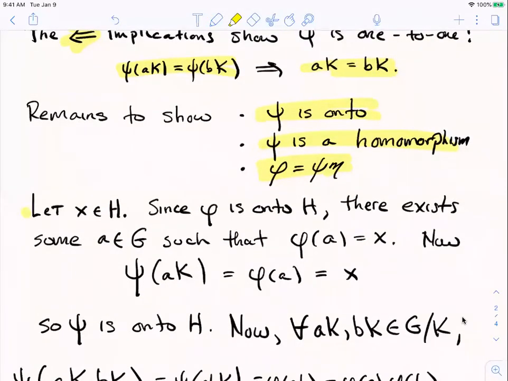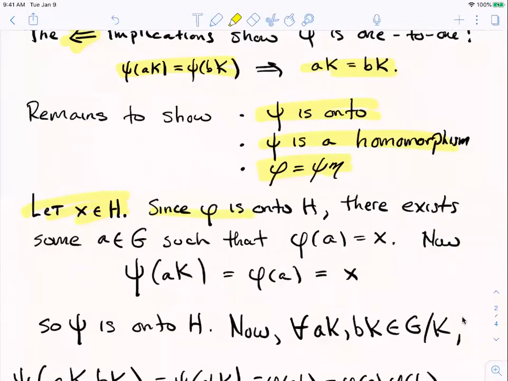How does an onto proof start? Pick an element of the codomain. The codomain of this function psi is H. So pick an x in H, and I want to try to find a coset that maps to it. How am I going to do that?